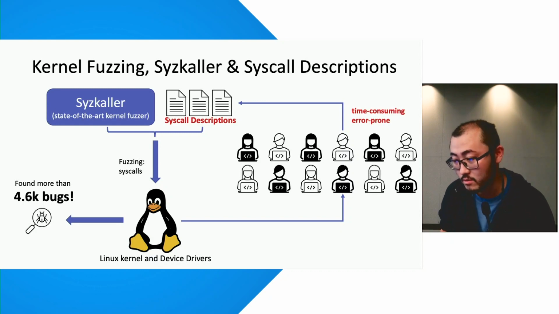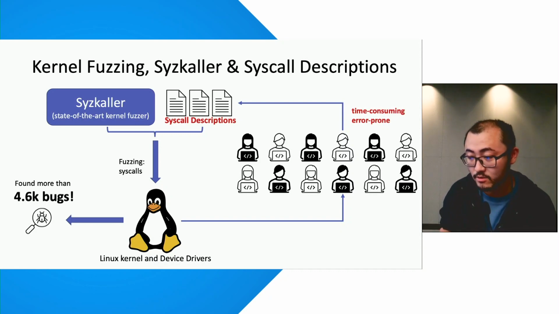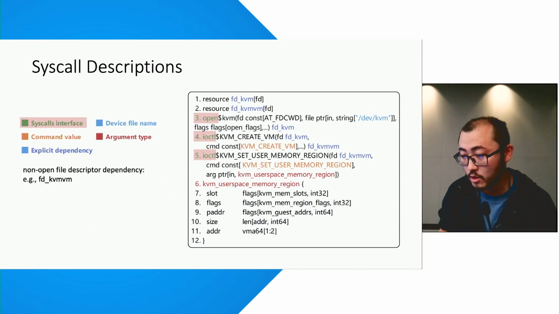One necessary component of a Syscall fuzzer is the collection of Syscall descriptions, which includes the Syscalls, the arguments of them, and the dependencies between them. However, to our knowledge, current Syscall descriptions are largely written manually, which is both time-consuming and error-prone. So we now show an example Syscall description for the KVM driver, which includes the following necessary components.